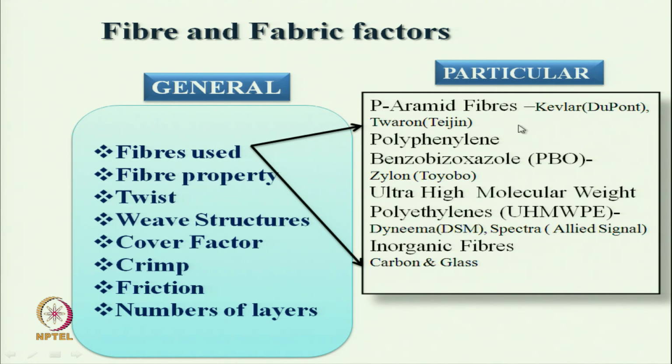So, there are different types of high performance fibers used: ultra high molecular weight polyethylene, Dyneema is also used, and inorganic fibers like carbon and glass fibers are also used. Different fibers are used for this ballistic protective clothing.